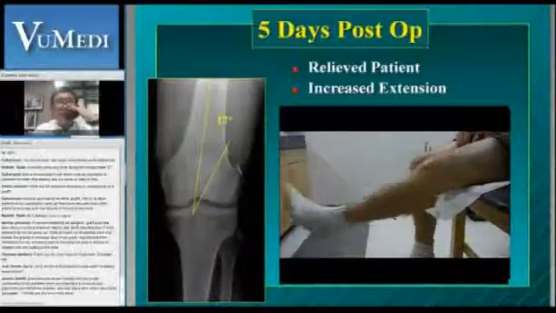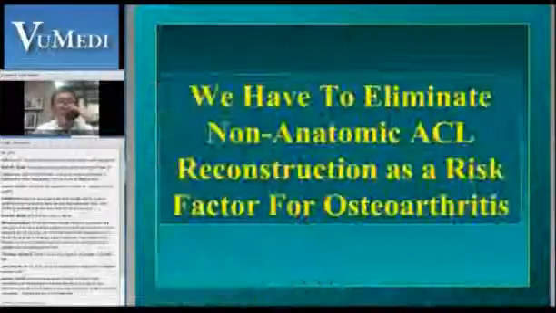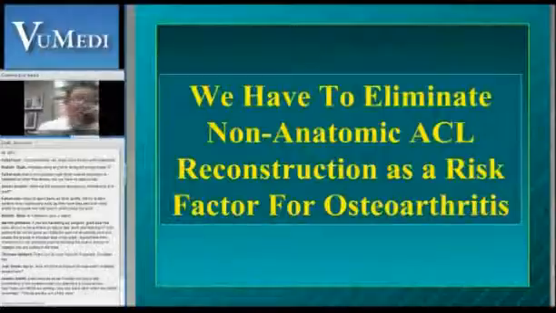Now, I think that besides revision surgery, we have also looked at the mid and long term. We have to eliminate non-anatomical ACL reconstruction as a risk factor for osteoarthritis. So we can do an ACL in the wrong position and people can play sport. It doesn't mean that in the long term it's good for these people.